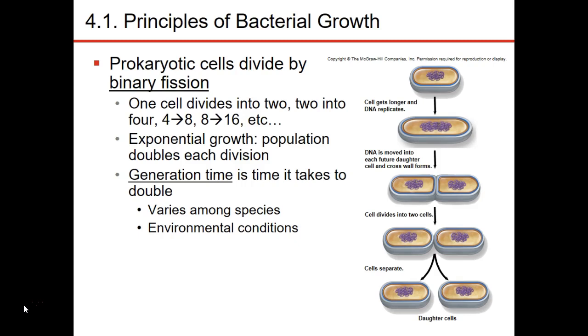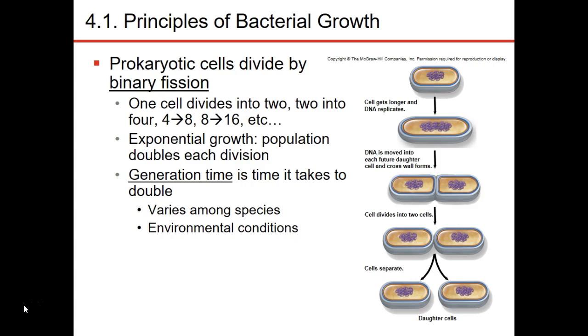Bacteria reproduce via binary fission, and what this means is if you have one cell, every time the bacteria divide, they'll produce double the amount. So 1 would become 2, 2 would become 4, 4 would become 8. So they have this exponential growth that goes on. This is what happens typically in laboratory conditions. Obviously, they grow nice and rapidly.